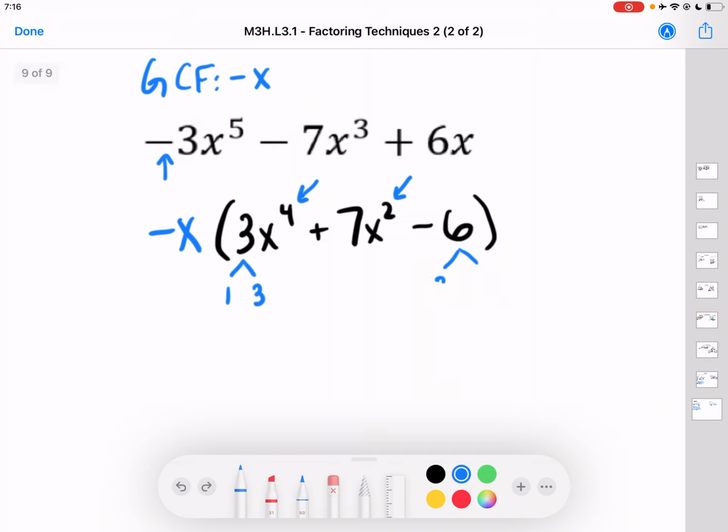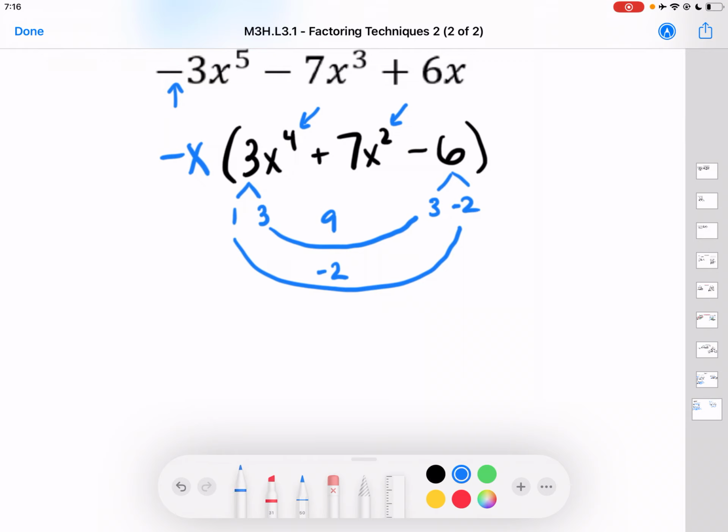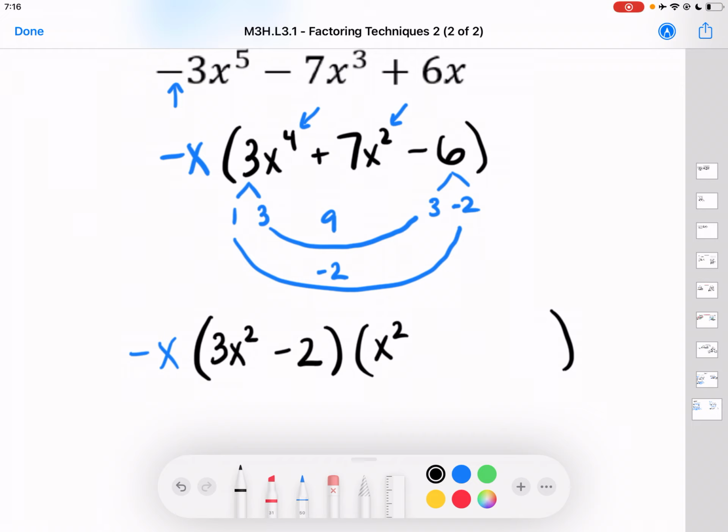Actually, I already know I'm going to switch that because 3 times 3 is 9. 1 times 2 is 2. And we are subtracting, so that means one of them is negative. Like so. So I'm going to rewrite my negative x, and then let's fill in the rest. Now it's 3x to the 4th, so you split that in half, so you get 3x squared and 1x squared. The 1 went with the -2, so those should go in opposite parentheses. And the 3 went with the 3, so those should go in opposite parentheses.